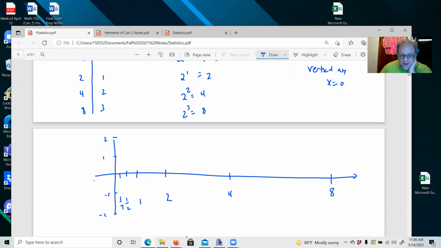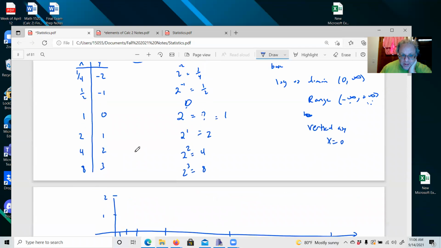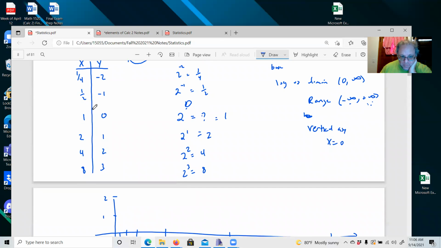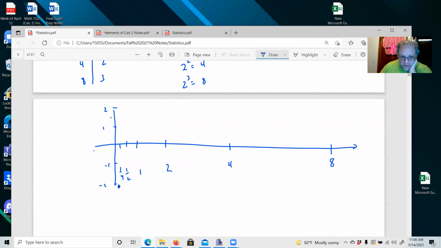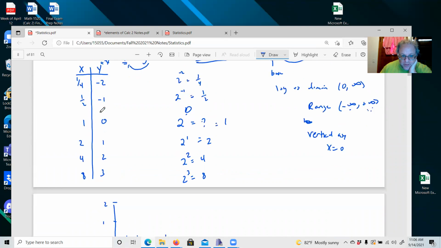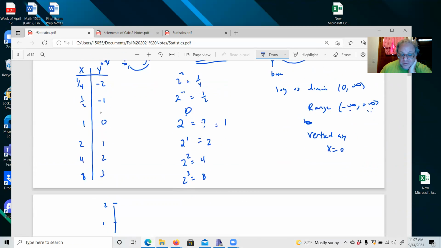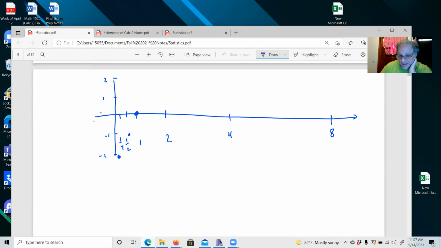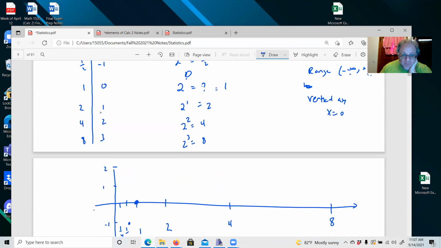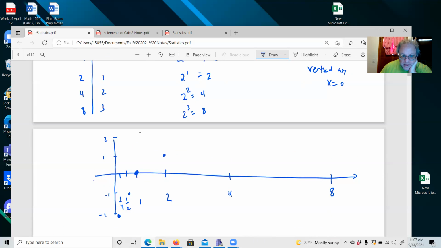All right. So when x was a quarter, y was -2. So we're going to put a dot here. When x was a half, we're going to go down here. When x was 1, when x is 1, y is always 0, for every logarithm. When x was 2, y was 1. At 4, we're at 2. And at 8, we're going to be at 3. Pretend there's a 3 up here. So here is our graph.